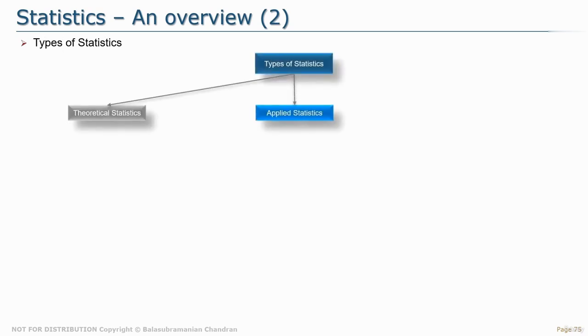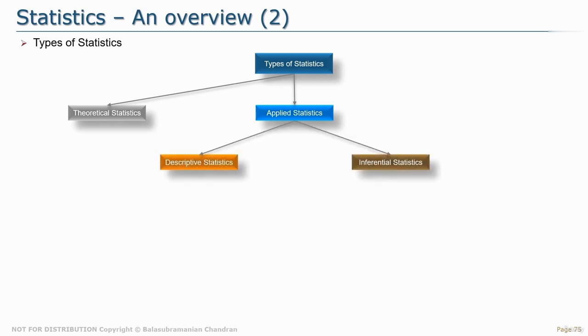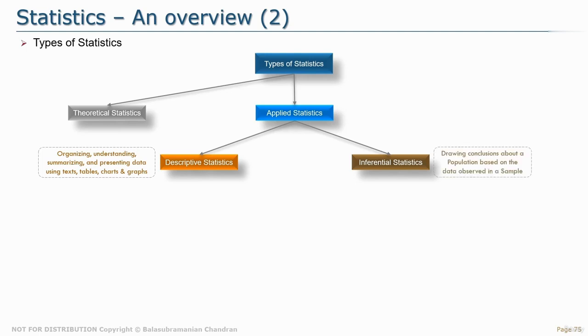Let's see what are different types of statistics available. Broadly, statistics can be divided into two types: theoretical statistics and applied statistics. Theoretical statistics is outside the scope of discourse, so we won't be talking about it any further. The applied statistics can be further divided into descriptive statistics and inferential statistics. Descriptive statistics deals with organizing, understanding, summarizing, and presenting data using text, tables, charts, and graphs. Inferential statistics deals with drawing conclusions about a population based on the data observed in a sample.